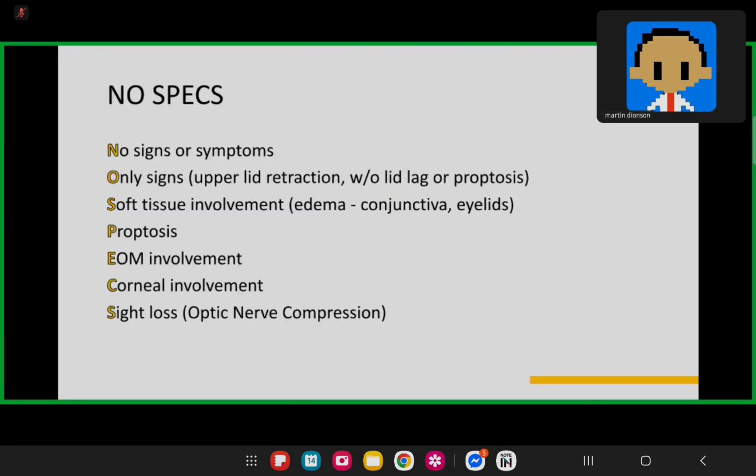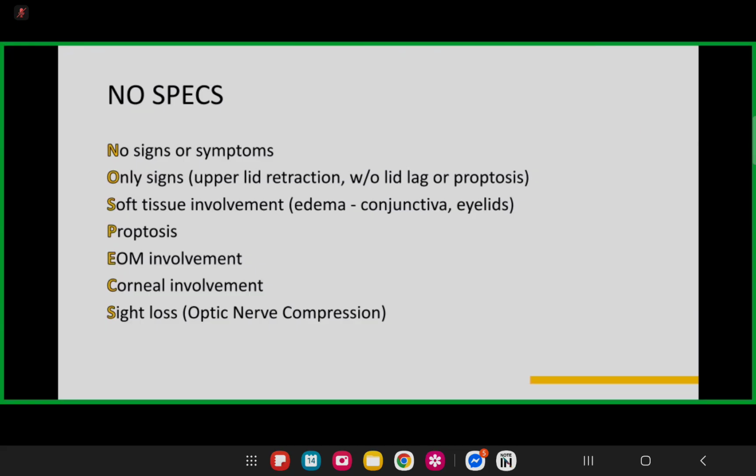So a very short mnemonic for patients with thyroid eye disease, from early symptoms to worst symptoms, is NO SPECS. Number one is that patients, although they may have thyroid eye disease, may have no signs or symptoms. Later, they would only have signs, such as upper lid retraction without any lid lag or proptosis.